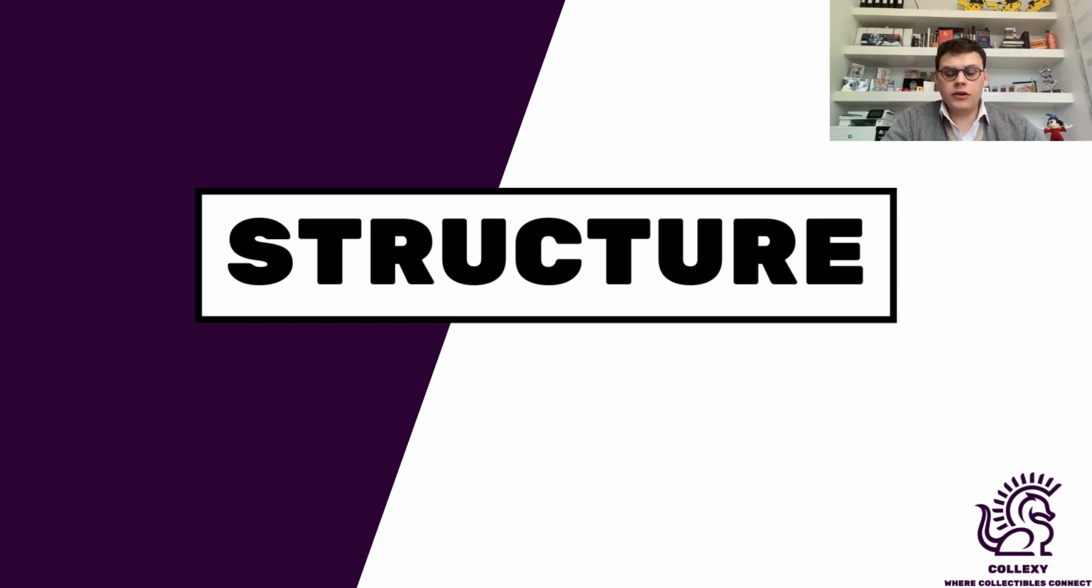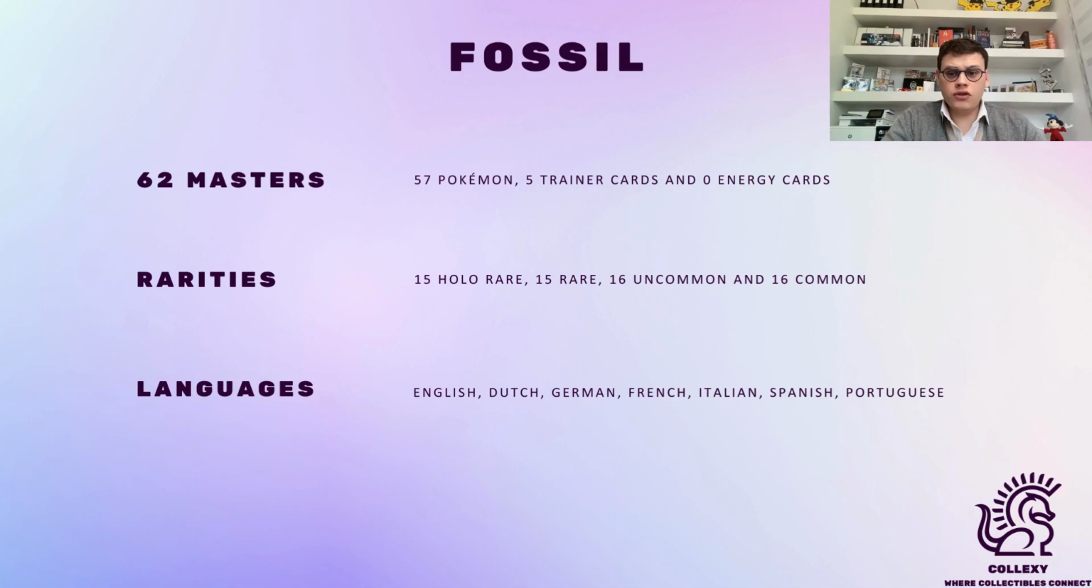So now we'll be taking a look at the structure of the Fossil set. The Fossil set contains a total of 62 cards, which means there are 62 masters. Of these 62 masters, there are basically 57 Pokemon and 5 trainer cards. There are no energy cards, just like the jungle set.